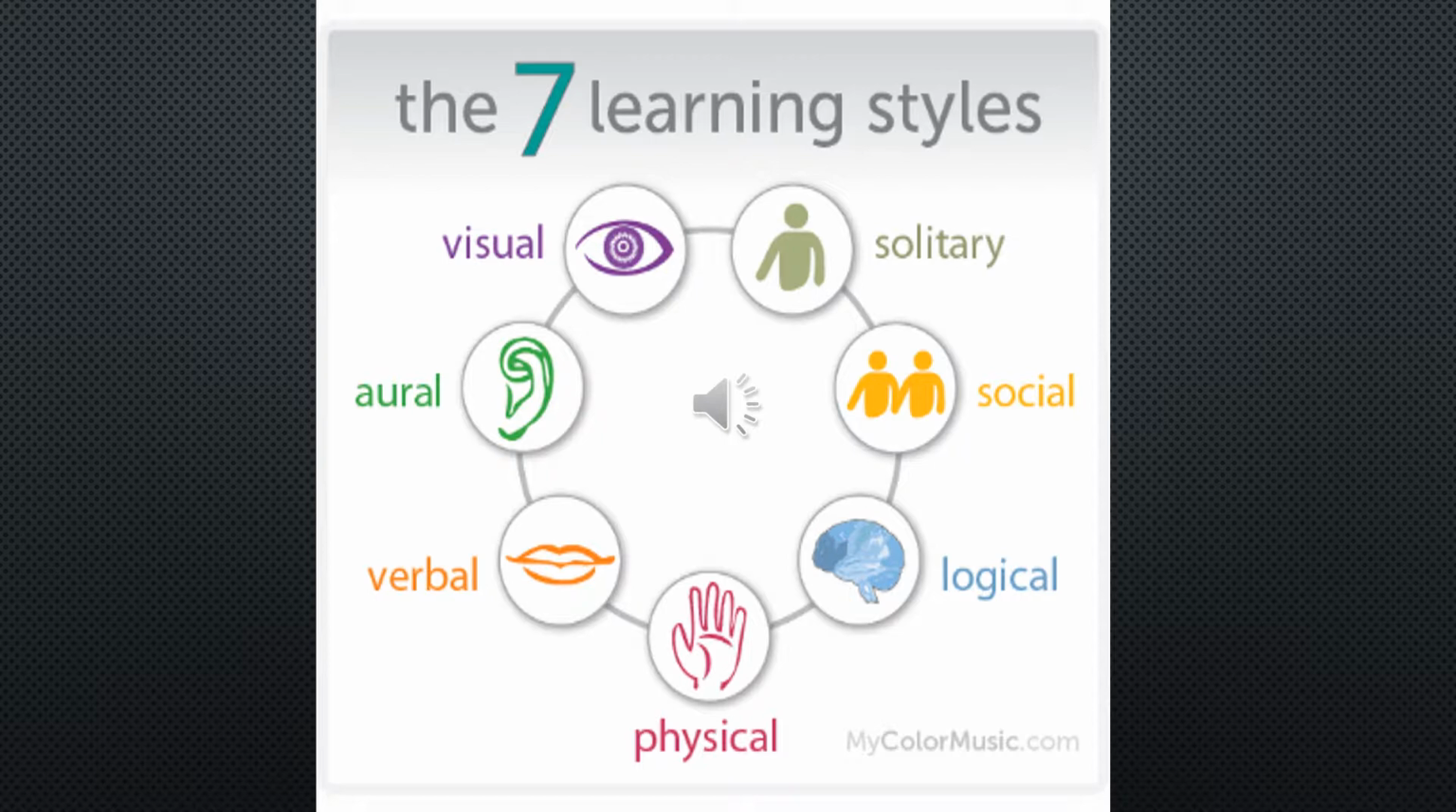And this is an example of the 7 types of learning styles that have been identified. There's solitary, social, logical, physical, verbal, oral, and visual.